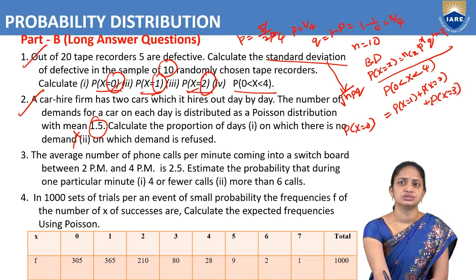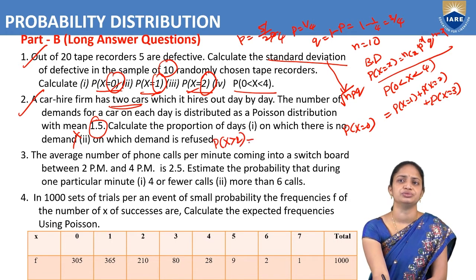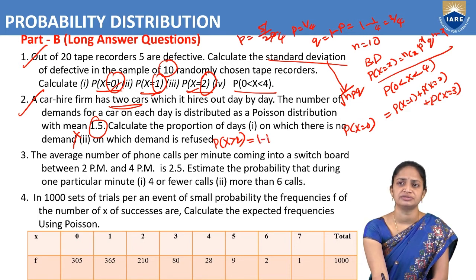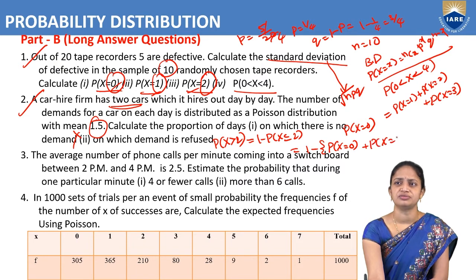And on which our demand is refused. So here the only possibility is for 2 cars. That means here we need to calculate P of x greater than 2. Then only the demand will be refused. So P of x greater than 2 means 1 minus P of x less than or equal to 2. So that is nothing but 1 minus P of x equal to 0 plus P of x equal to 1 plus P of x equal to 2.